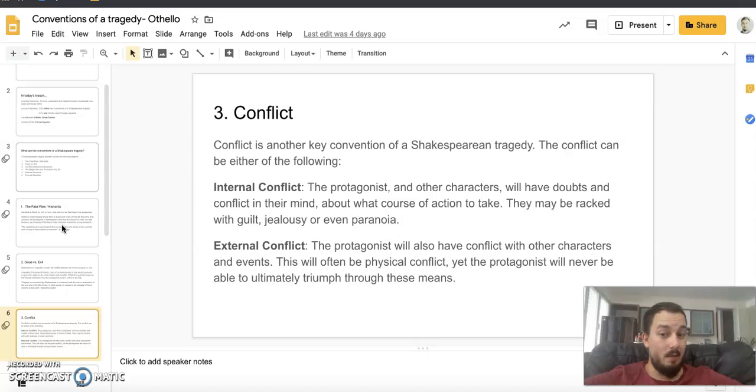And it can be external conflict. So the protagonists may also have conflict with other characters and events. This is often a physical conflict. And while the protagonist may be successful in some external conflicts, ultimately they're not.